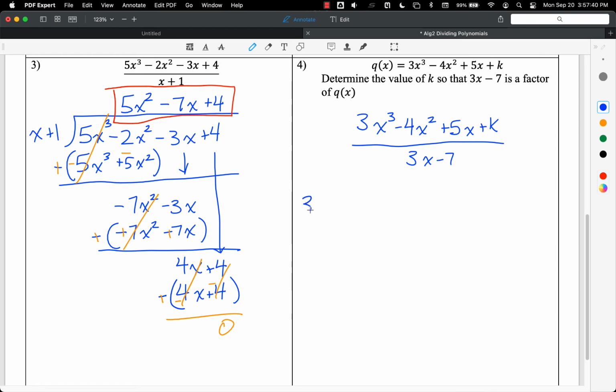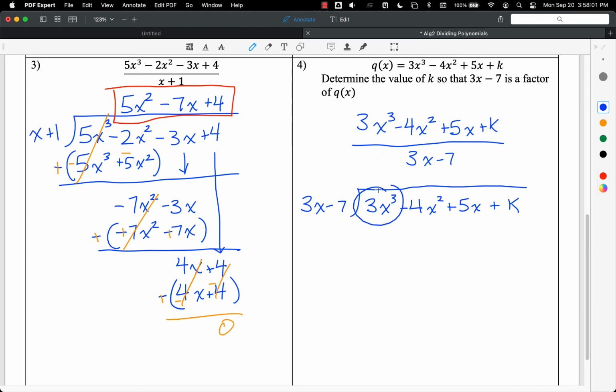So I'm going to do 3x minus 7 going into, hopefully I have enough room right here to write my answer, 3x cubed minus 4x squared plus 5x plus, I don't know, k. I'm just going to say k for now. Eventually we'll come back in and fill in that number. So let's go ahead and play around with this, trying to match this term. Again, if I multiply this by x squared, then I will get 3x cubed. So I'm going to put an x squared right here.